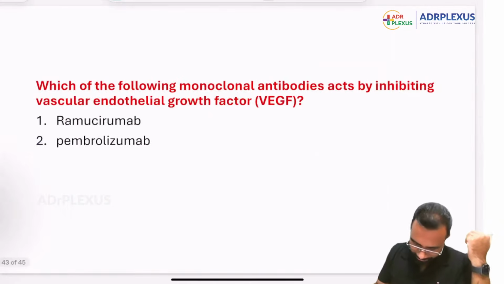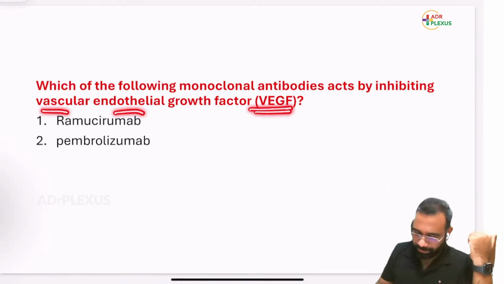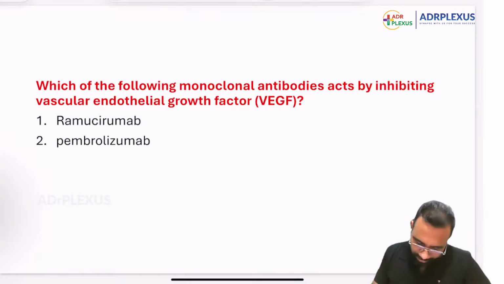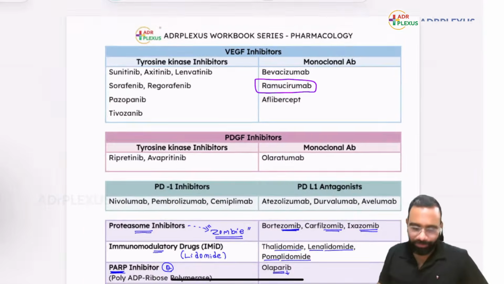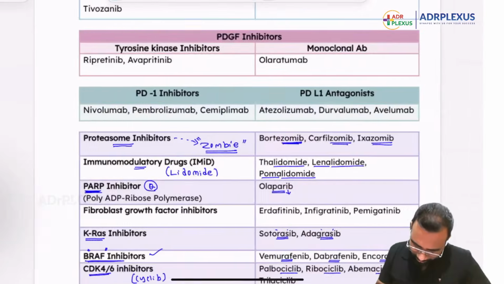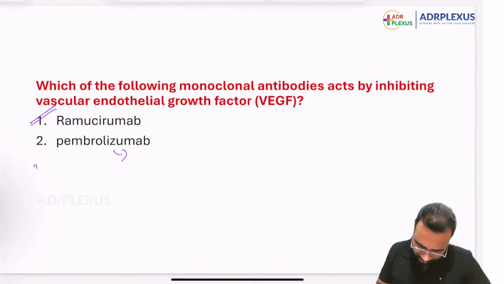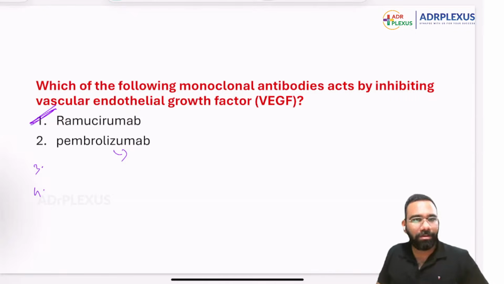Now come to the next one. Vascular endothelial growth factor, drug inhibiting VEGF. What is a monoclonal antibody? Very simple, direct question. Ramucirumab. And pembrolizumab, what is pembrolizumab? You can see it here. It is a PD-1 inhibitor, right? If you can recall the other three or four options, just text me on my Instagram. A very direct question, that is ramucirumab. So that's all the points and questions related to this pharmacology.